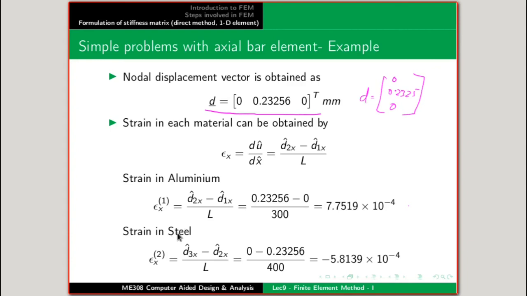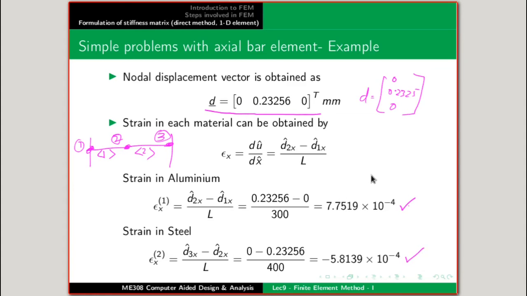The strain in steel can be calculated using epsilon x equal to d3x minus d2x divided by L. The first element is between 1 and 2, so we have d2x minus d1x divided by L. The second element is between 2 and 3, so we have d3x minus d2x divided by L. So 0 minus 0.23256 divided by 400. So we get the strain in aluminium as well as steel.